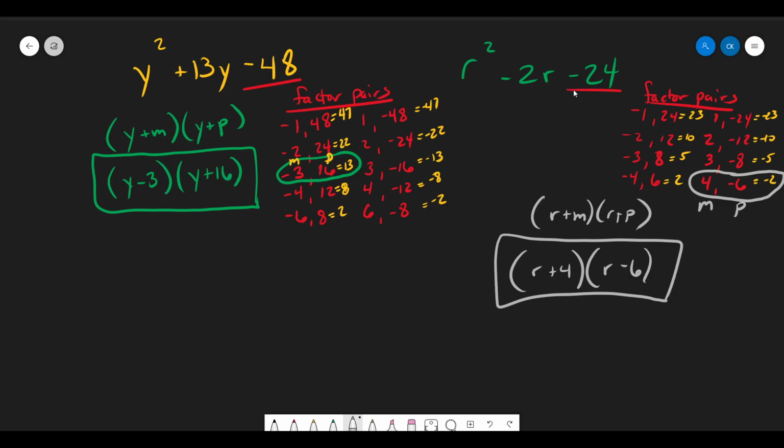For the other one, we want -24. So again, there's a couple of them, but we want it to add to be -2. So the only one that adds to be -2 would be 4 and -6. So 4 is my m, -6 is my p. I put the 4 here, and -6 here. And that's where I get my r plus 4 and r minus 6 from.